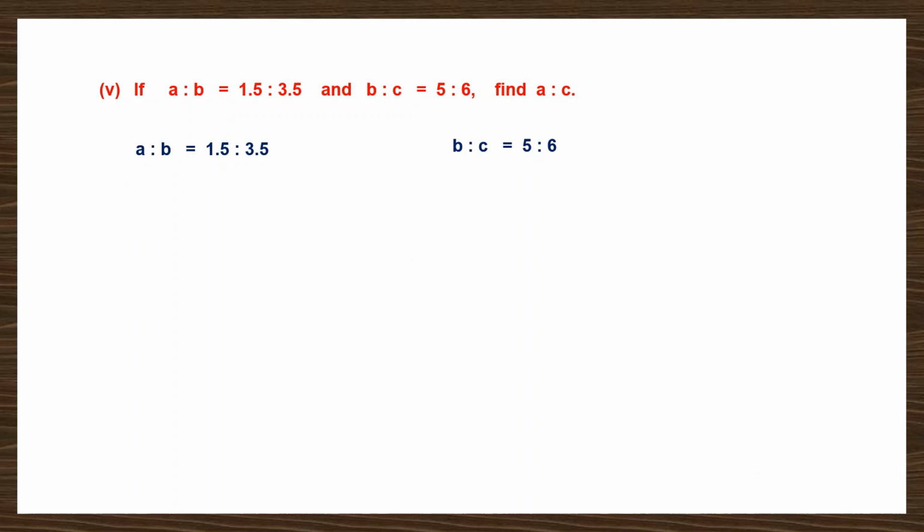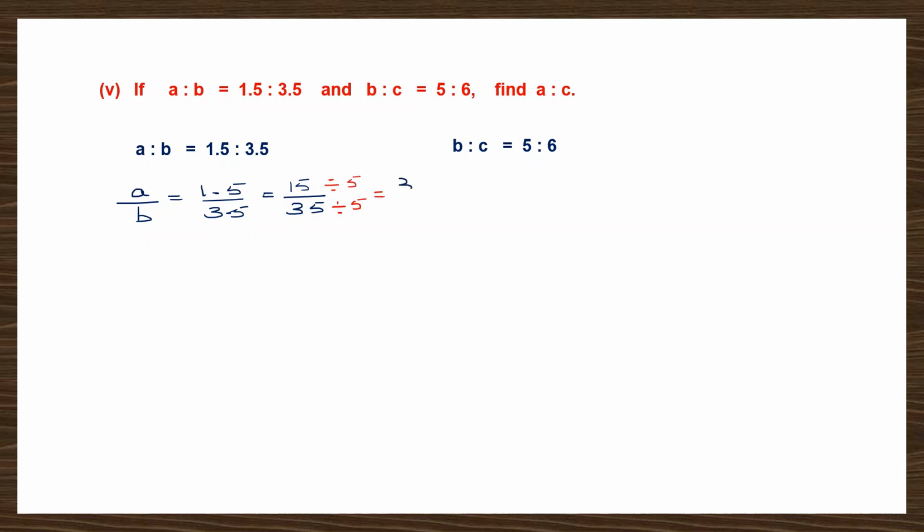Let's simplify A is to B. So A is to B can be written as a fraction A by B. This is 1.5 by 3.5. Now we can make this whole numbers taking away the decimal point. So if you multiply by 10, it becomes 15. Multiply 3.5 also by 10, it becomes 35. Now we can reduce this further. To simplify this, we are reducing it. We're going to divide both by 5. So when you divide by 5, what do we get?